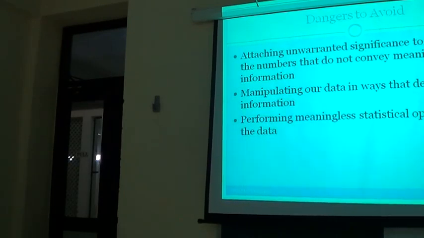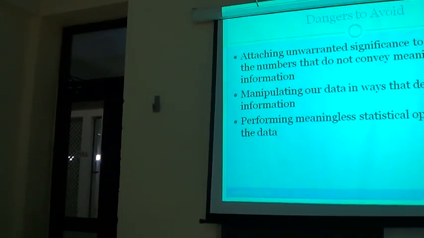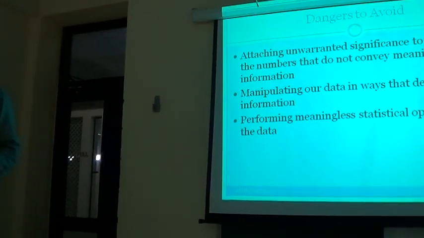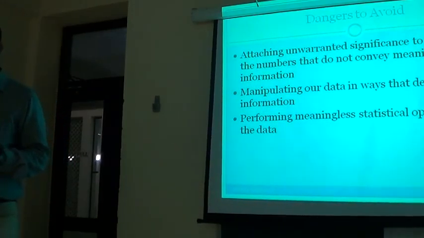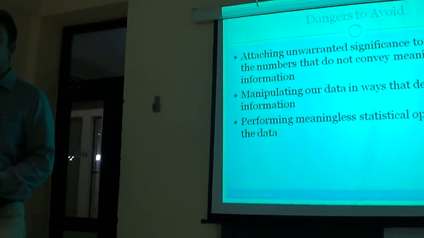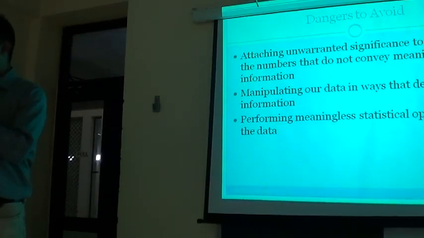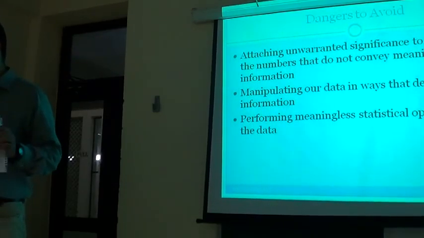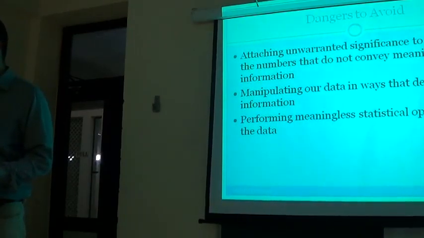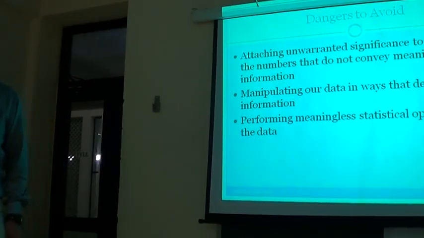Is that clear? Of course, you have to avoid certain dangers. For example, attaching unwarranted significance to a certain statistic. You are computing some statistics and putting a lot of significance on them. Efficacy of drugs, for example: you are averaging, and with standard deviation you are saying it's very effective. At the same time, one person is dying from that particular drug. Then of course that is not effective at all. So it is not only the statistic that matters, you have to consider everything.